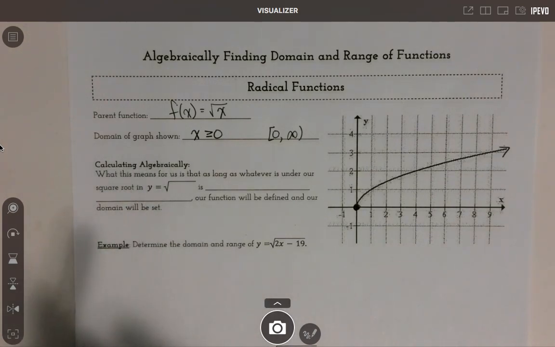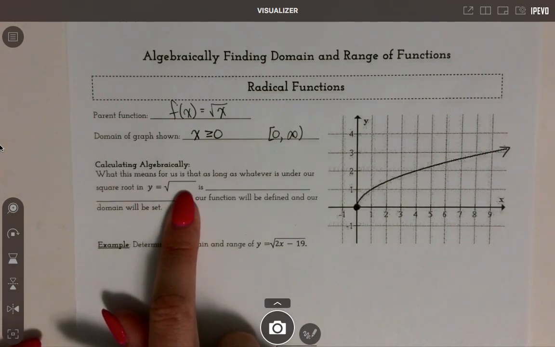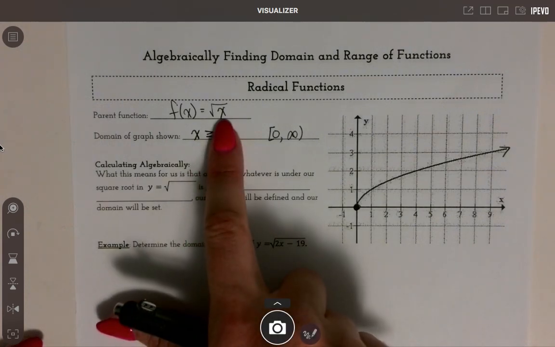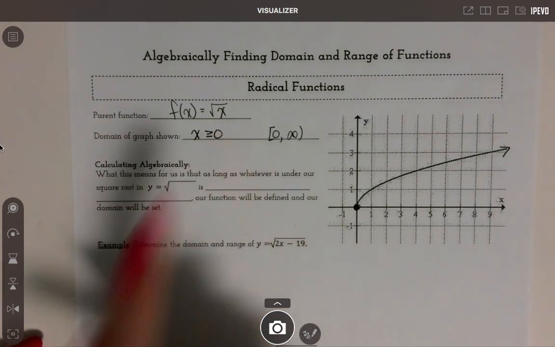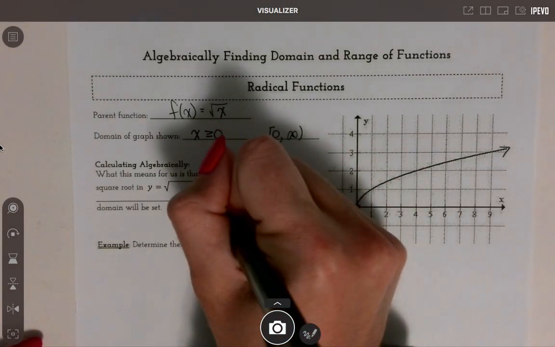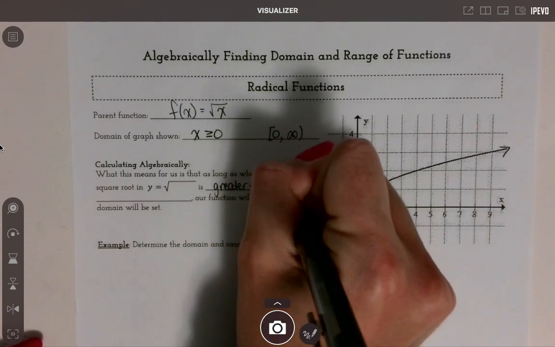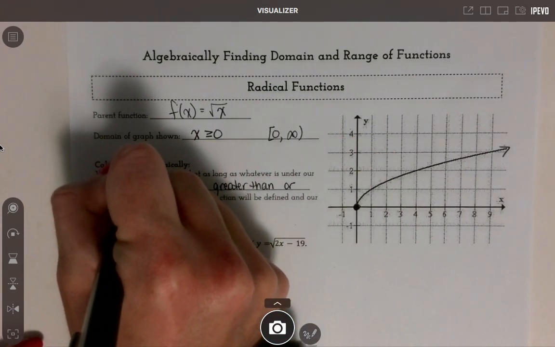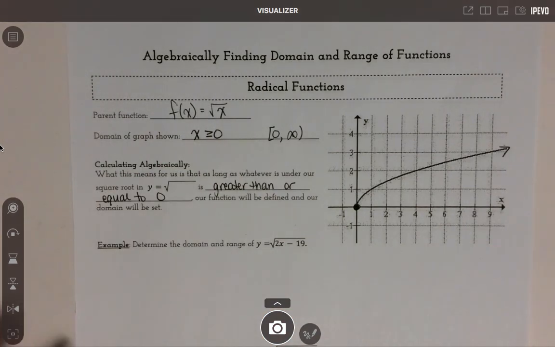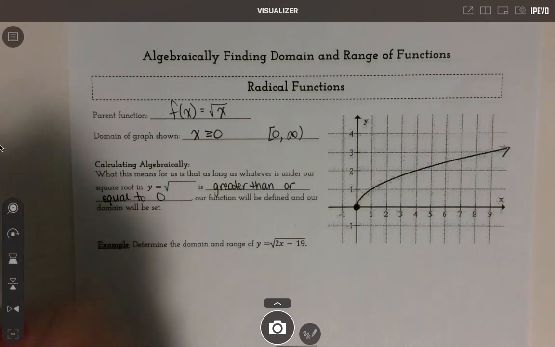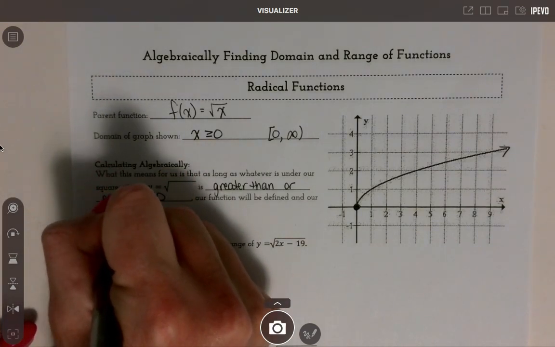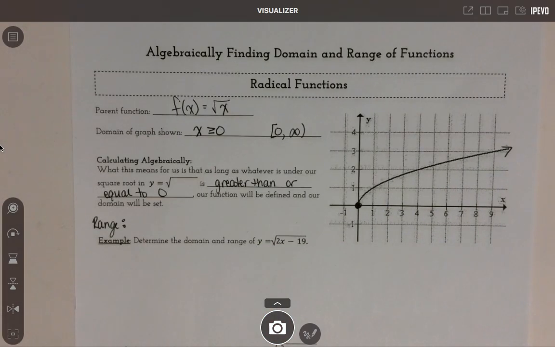Whenever we're given a radical, we want to take whatever is underneath the square root and set it greater than or equal to 0. When we do that, our function will be defined and our domain will be set. Once we have our domain, we can figure out our range. I'm going to add a little note down here.